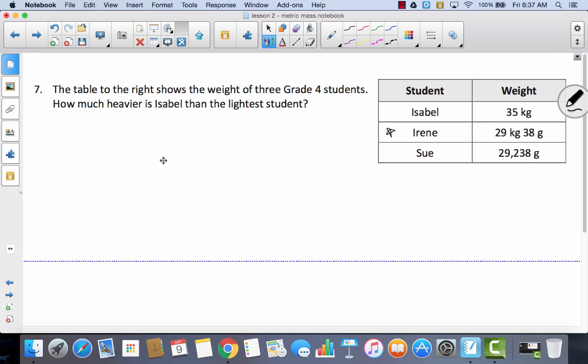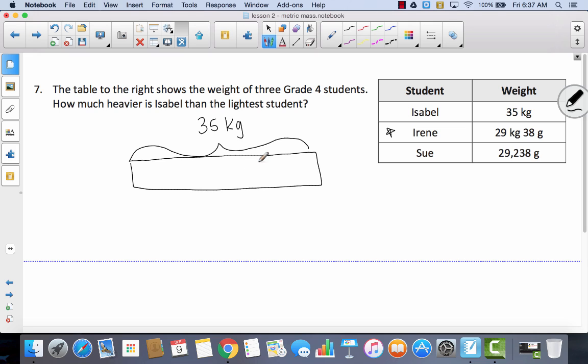So we want to know how much heavier Isabel is than the lightest student. So let's take a look at our tape diagram. So we know that Isabel weighs 35 kilograms. And we know that Irene weighs 29 kilograms and 38 grams. We want to know how much heavier she is than Irene. So we're trying to figure out what is this extra weight? What would you have to add to Irene to get to the total of Isabel? So I'm going to put an I here for my variable.